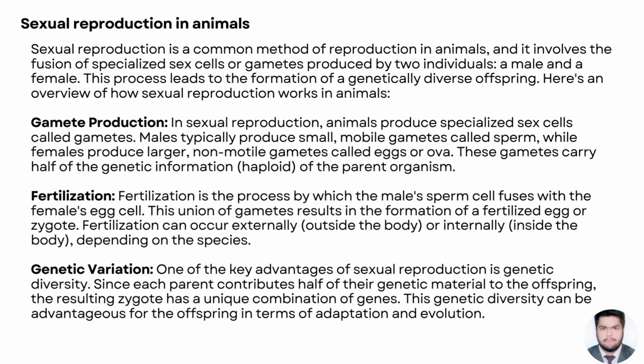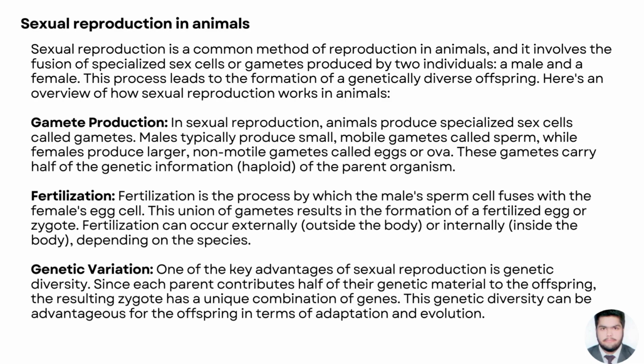Sexual reproduction in animals. Sexual reproduction is a common method of reproduction in animals and it involves the fusion of specialized sex cells, or gametes, produced by two individuals, a male and a female. This process leads to the formation of genetically diverse offspring. Here is an overview of how sexual reproduction works in animals.